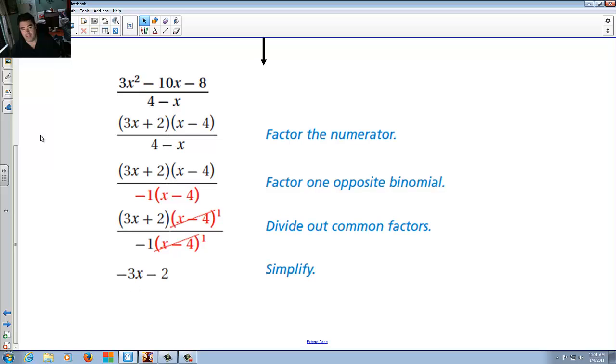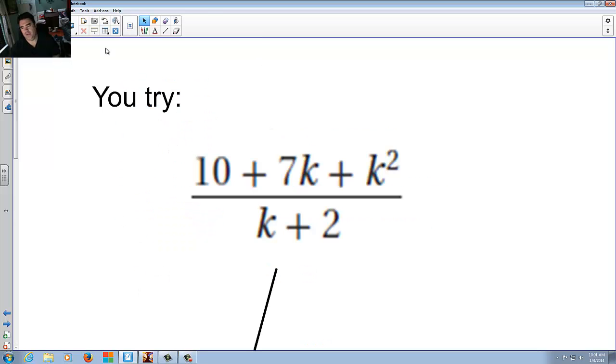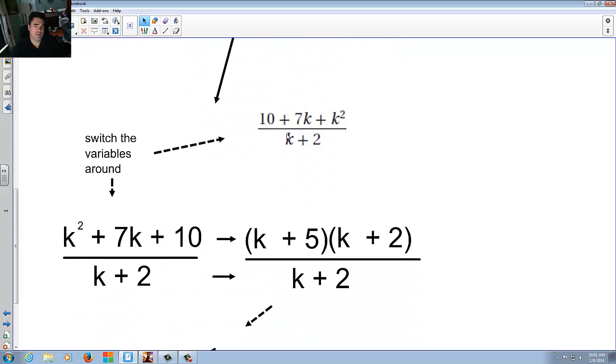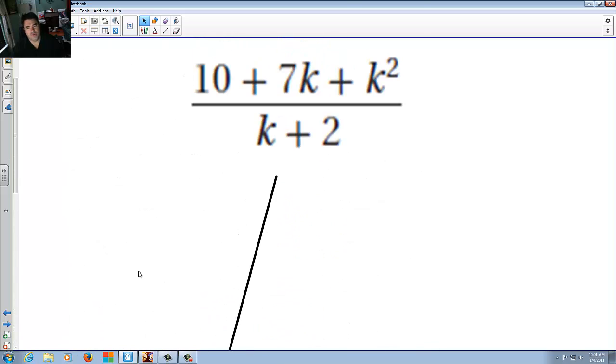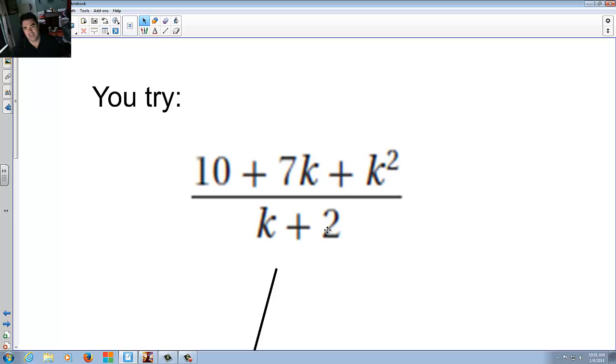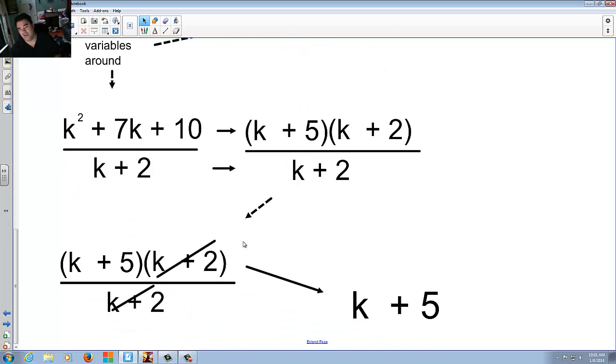these values total out. You try, go ahead, 10 plus 7k plus k squared over k plus 2. Hint, I would move these around and put k squared plus 7k plus 10. Go ahead at this time. Let's see how you did. These split up into k plus 5 and k plus 2, and this is all over k plus 2. Cancel, cancel. K plus 5. Again, if you were to worry about the exceptions, you would say k cannot equal negative 2. Since they don't ask, don't worry about it.